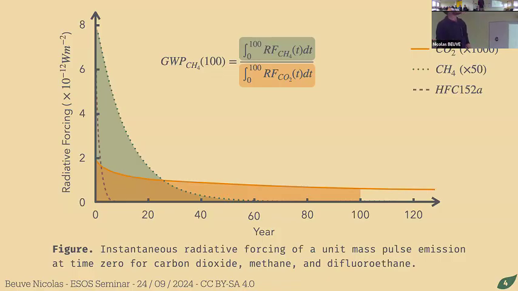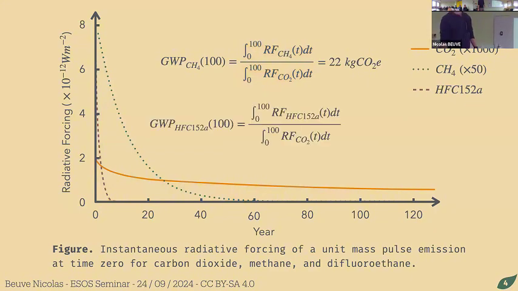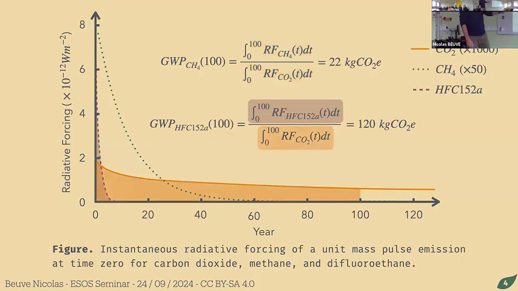So if you do this computation, you find around 22 kilograms. It can change. We will talk about that later as well. And if you do the same thing for difluoroethane, you find 120. So again, because this curve was diminished, it looks like it is negligible compared to CO2, but it is not.